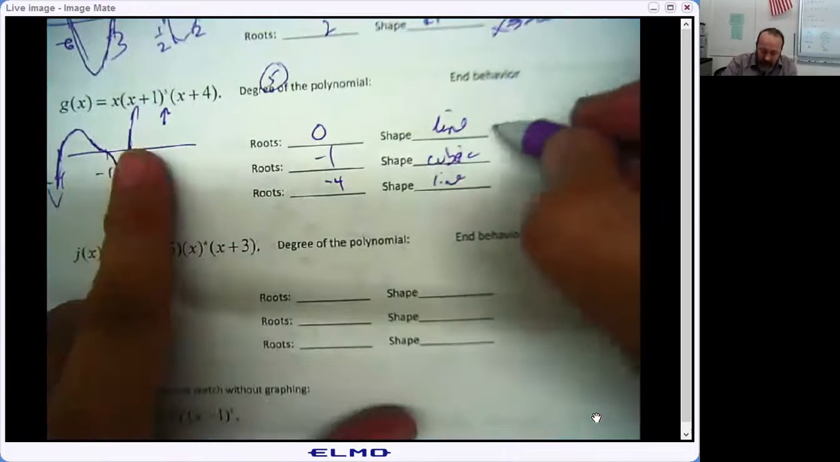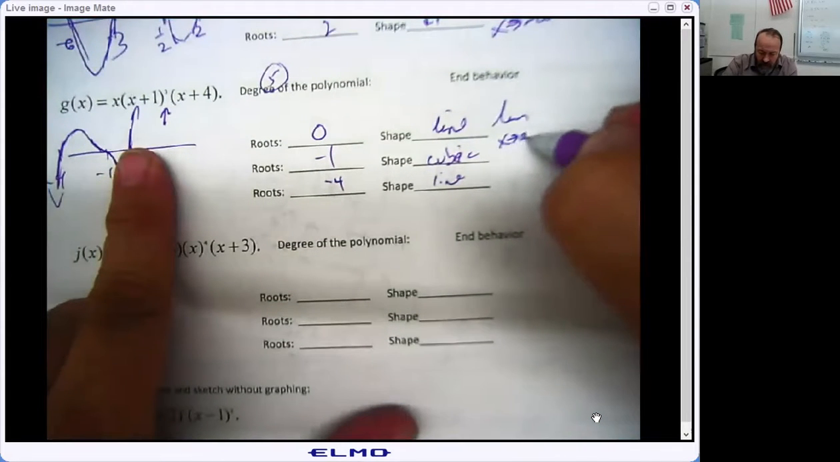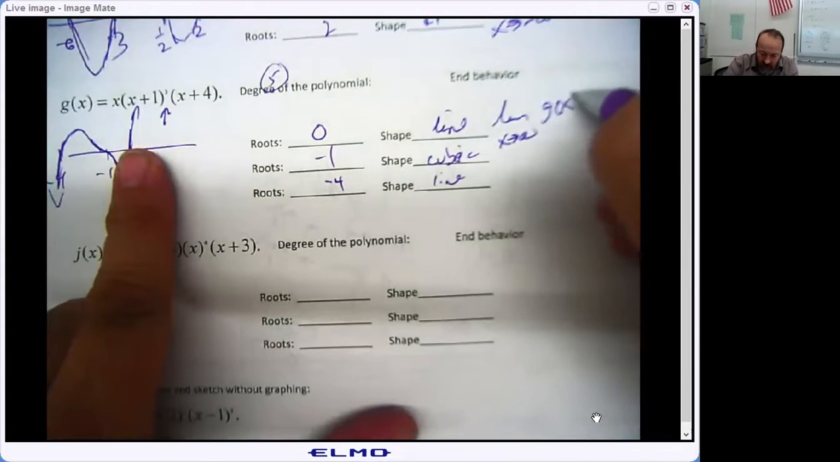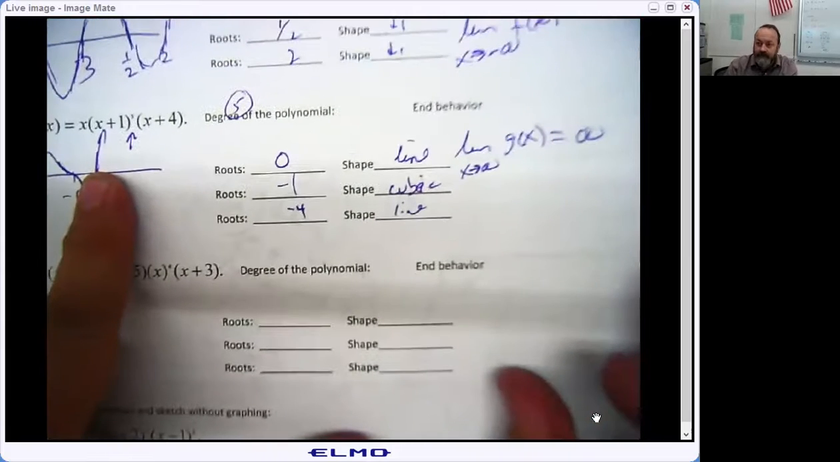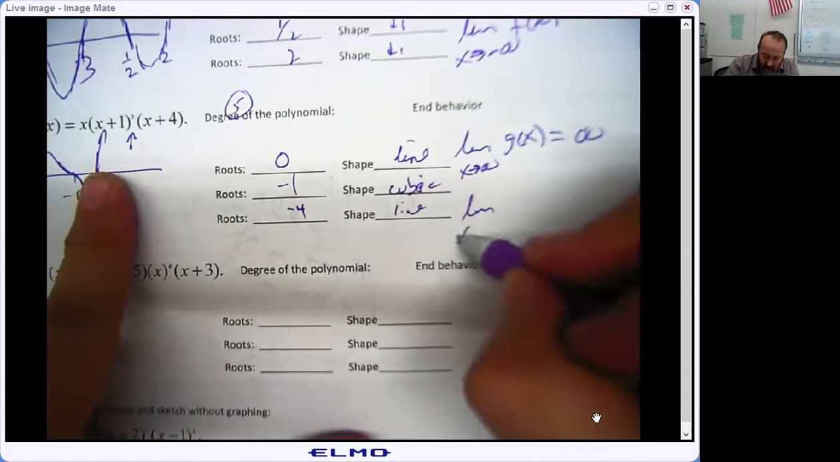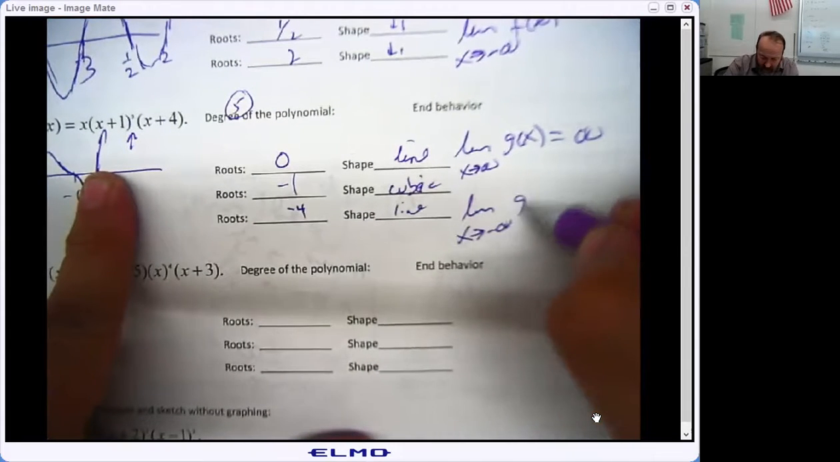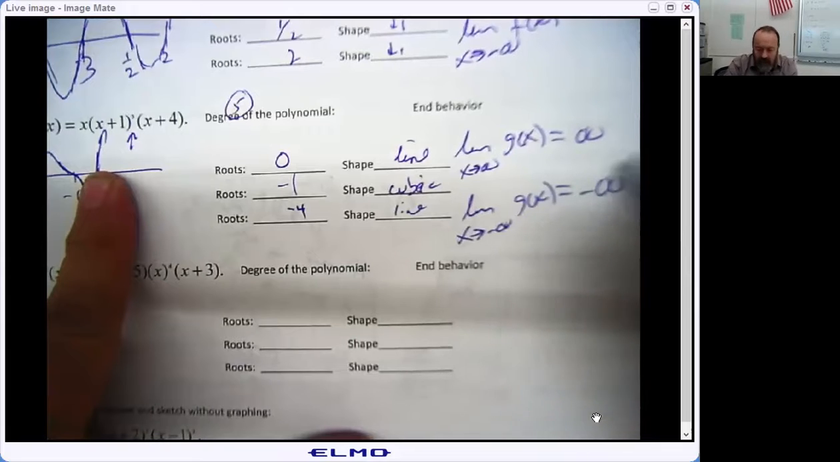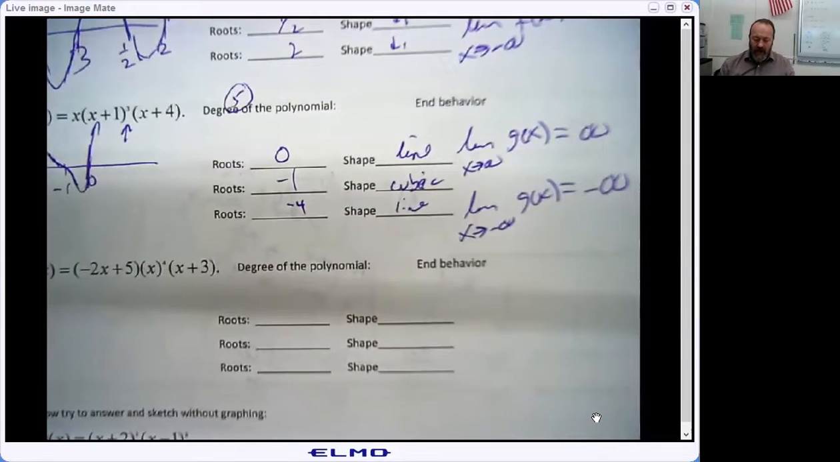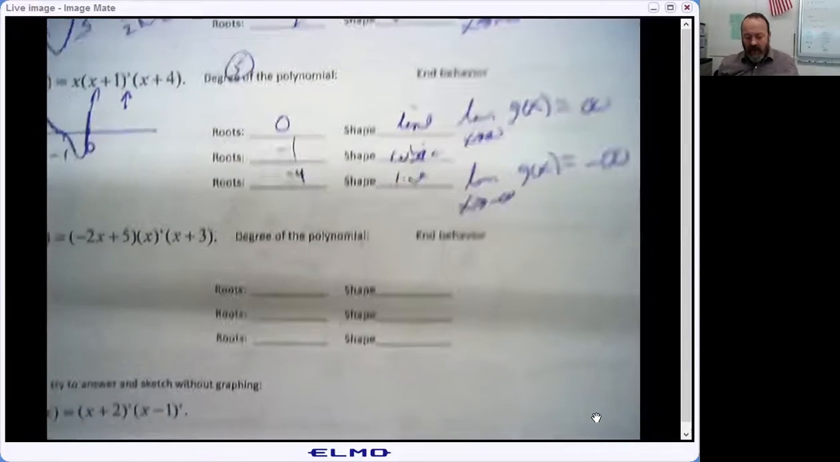Now, pretty clearly, if you try to go to infinity on g of x, the thing is going to go up to infinity. If you try to go to the left on g of x, it's going to go down to infinity because it's odd there in opposite fashion.